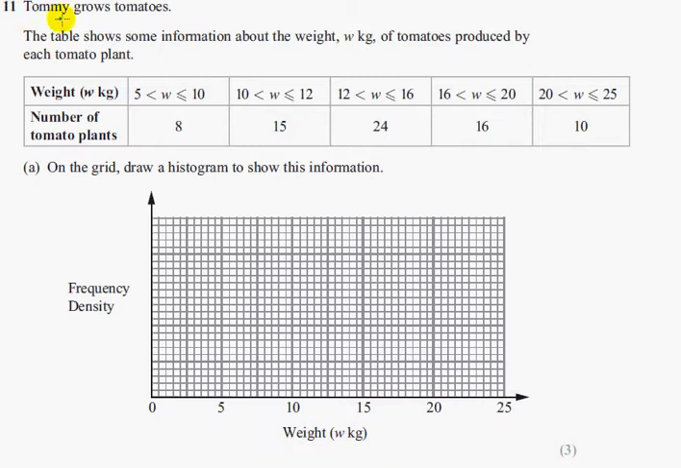Question 11. Tommy grows tomato plants. The table shows some information about the weights, W, in kilograms of tomato plants produced by each tomato plant. Part A says, on the grid, draw a histogram to show this information.